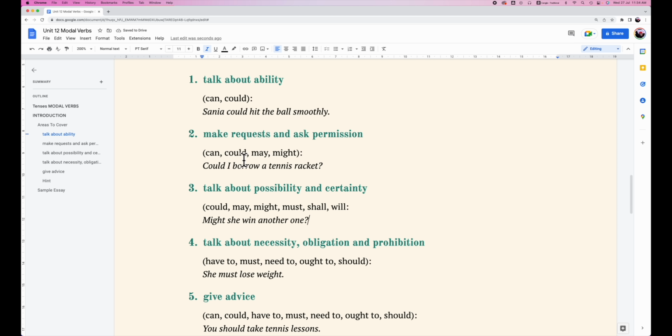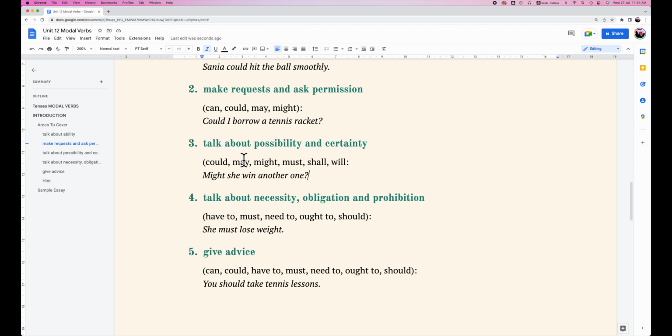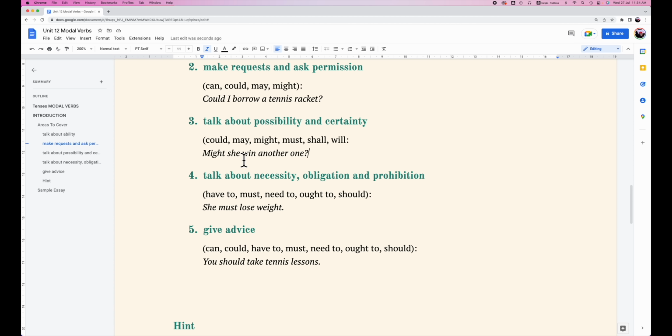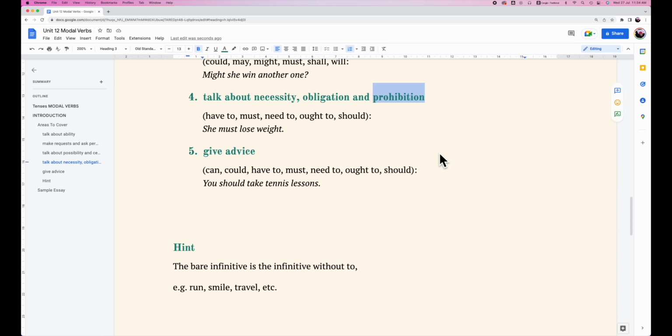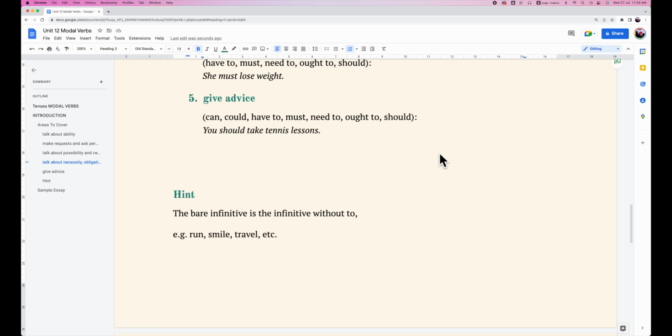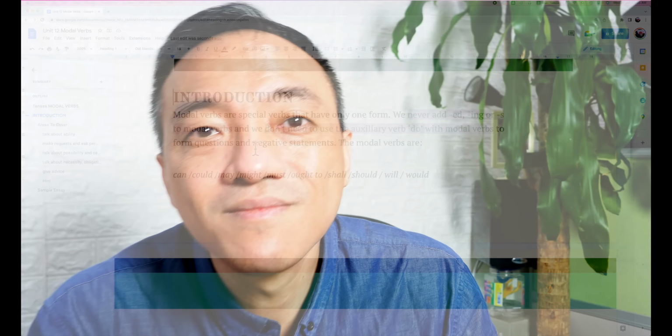Using modal verbs to talk about ability. Using modal verbs to make requests and ask permission. To talk about possibility and certainty. Talk about necessity, obligation, and prohibitions. And using modal verbs to give advice, some hints, and a sample essay. So, what's a modal verb? And what can we do with modal verbs?